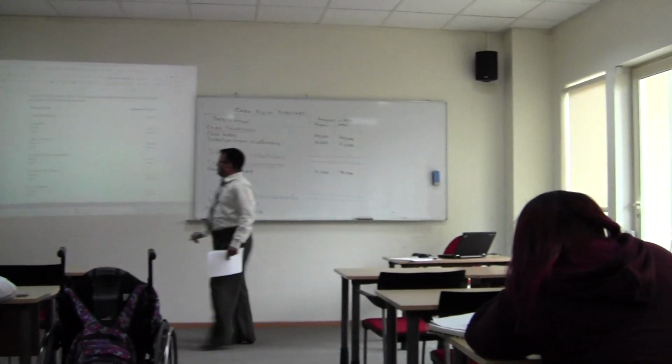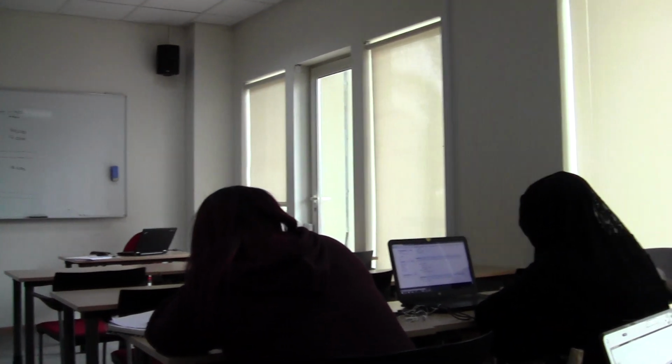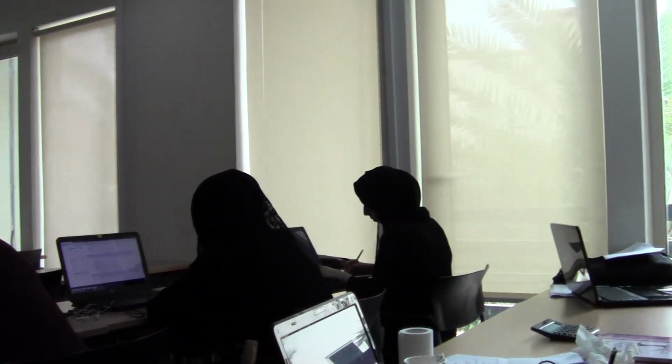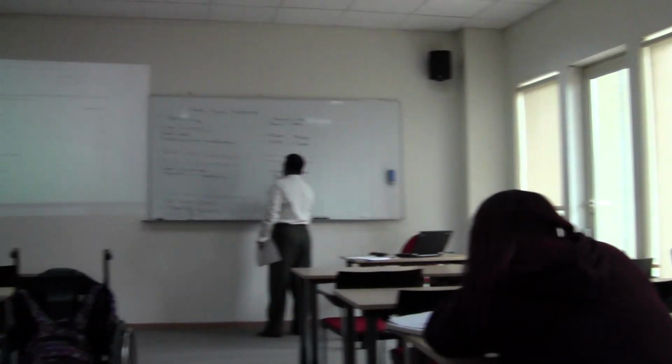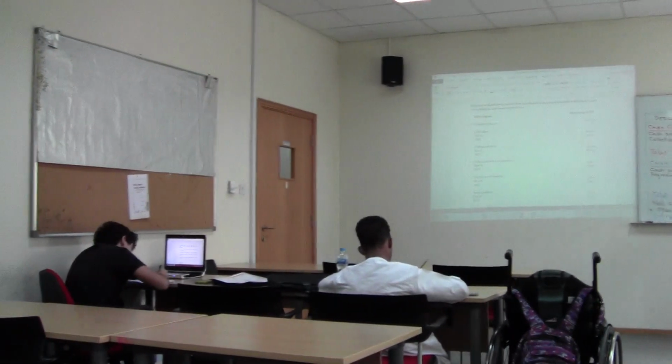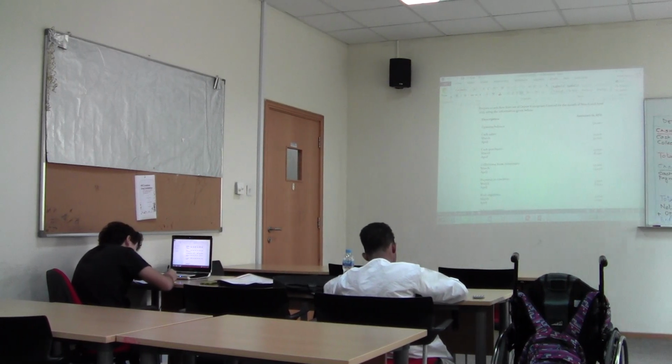Then we have payment to creditors. Payment. Outflow. Payment is always outflow in cash flow. So payment to creditors, which is 7,000 for March and 8,000 for April.